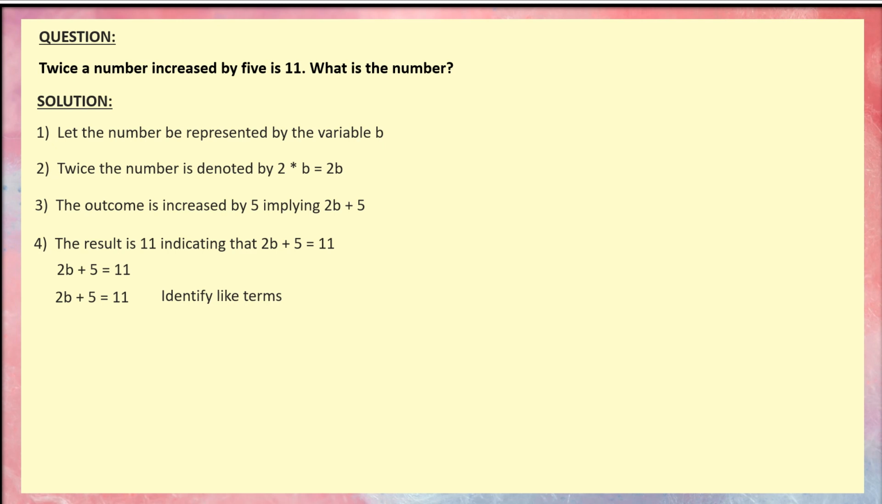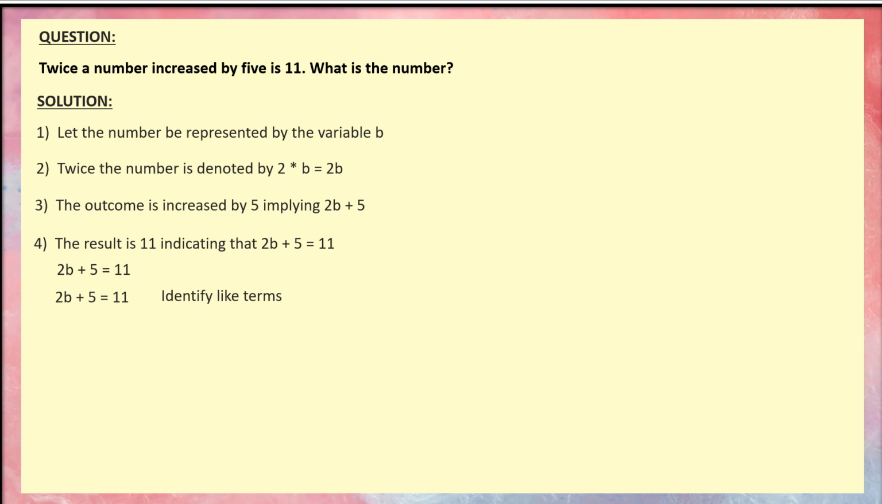Even if you say 2b plus 5, it still remains 2b plus 5 because they are not similar. And 2b cannot also be combined with 11 in this particular case because they cannot be added or subtracted in order to get something more simplified. I'll give you an example.